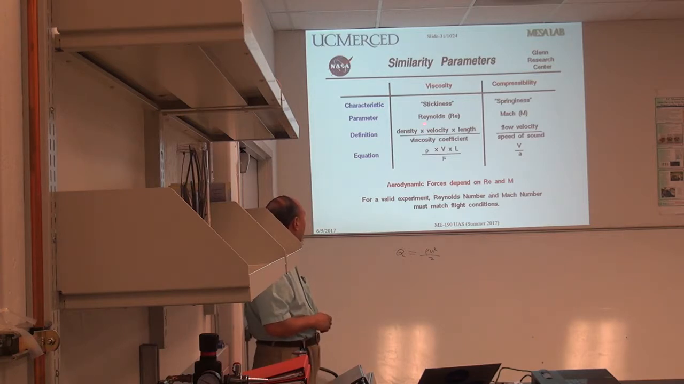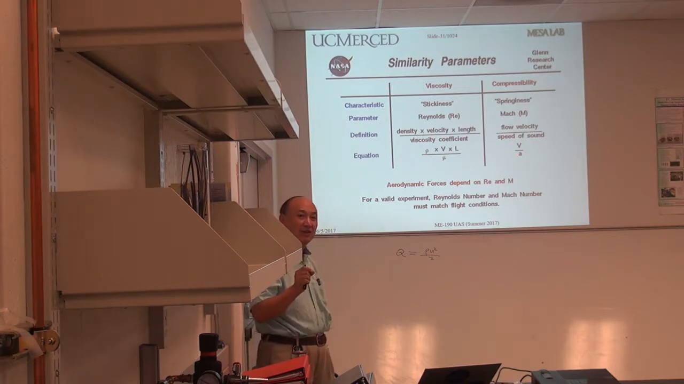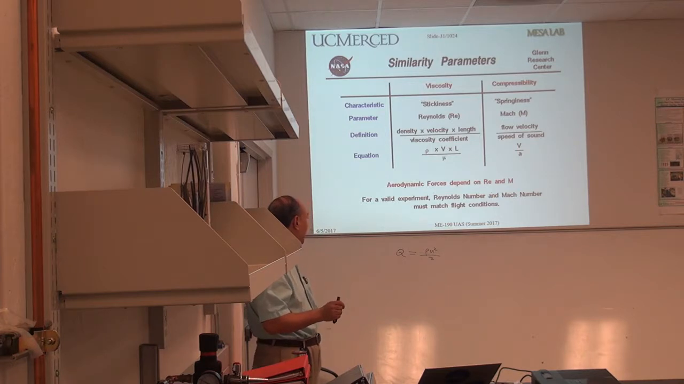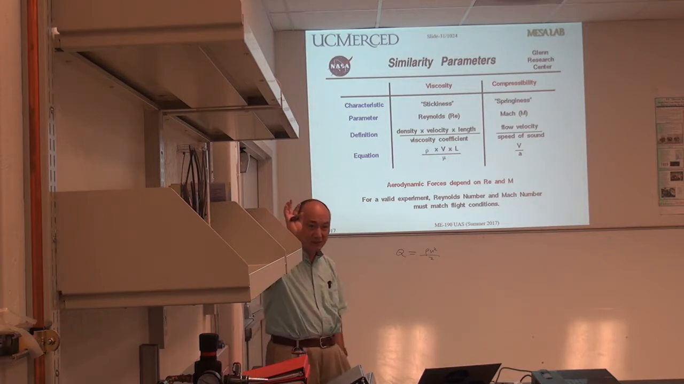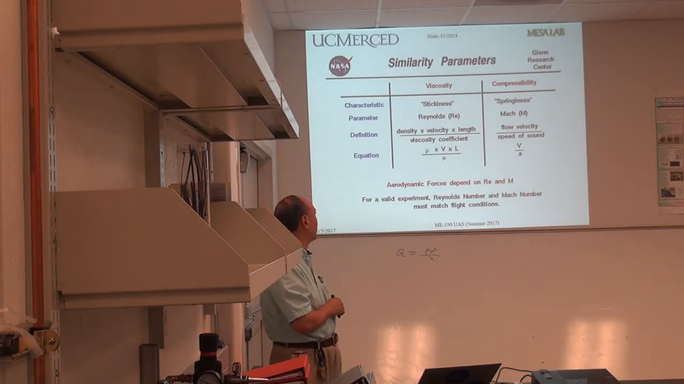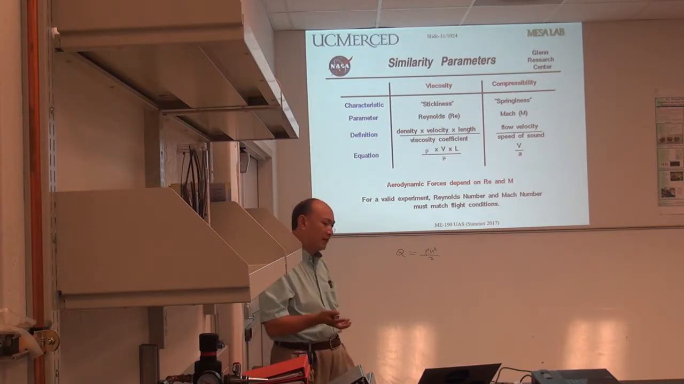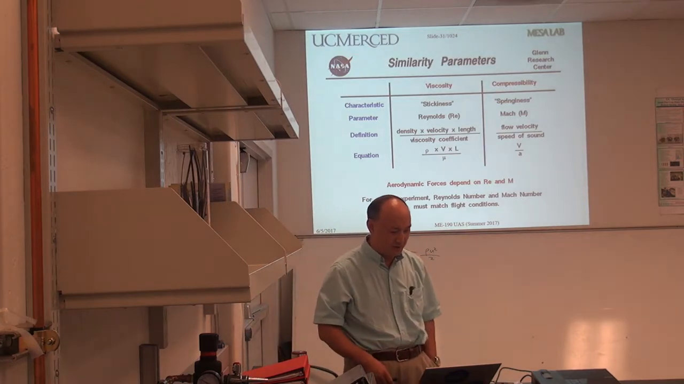The first is the Reynolds number: density times velocity times length divided by the viscosity coefficient. And this one is the flow velocity divided by the speed of sound. A is usually used to describe the speed of sound, and V is the flow velocity. I hope you already heard about the Mach number. The Mach number is velocity divided by sound speed. It's dimensionless.